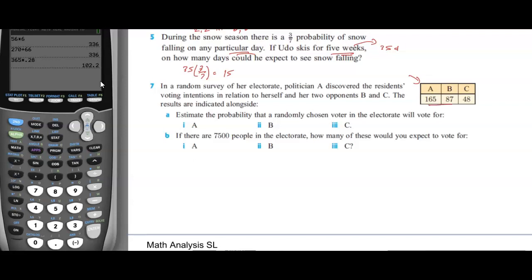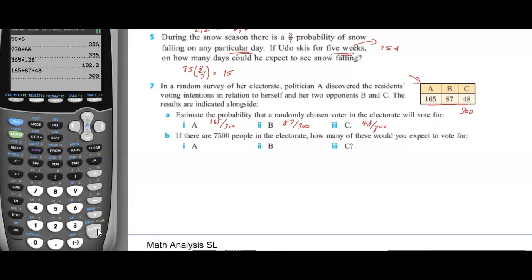So first of all, I'd like to know what the total is so that I know what the denominator is. So 165 plus 87 plus 48. So, the total is a nice round number, 300. Estimate the probability the randomly chosen voter will vote for A. So it would be 165 divided by 300. What about for B? 87 out of 300. What about for C? 48 out of 300. Okay.